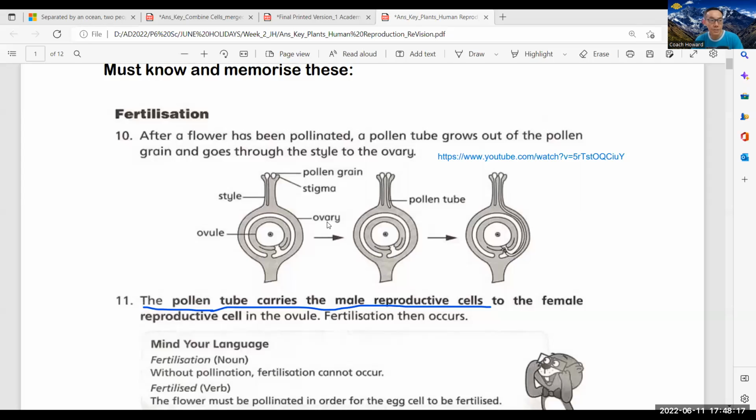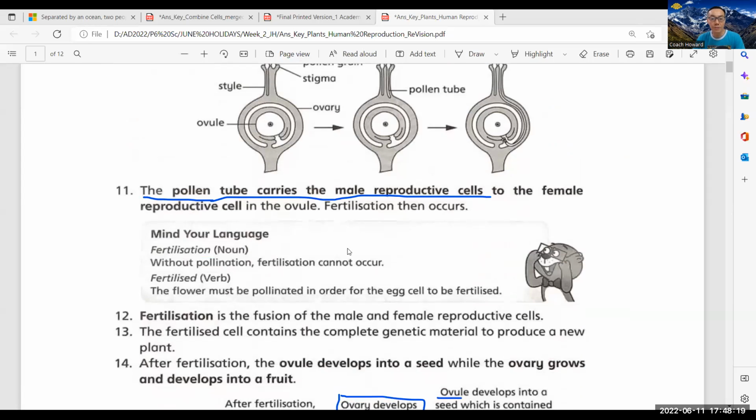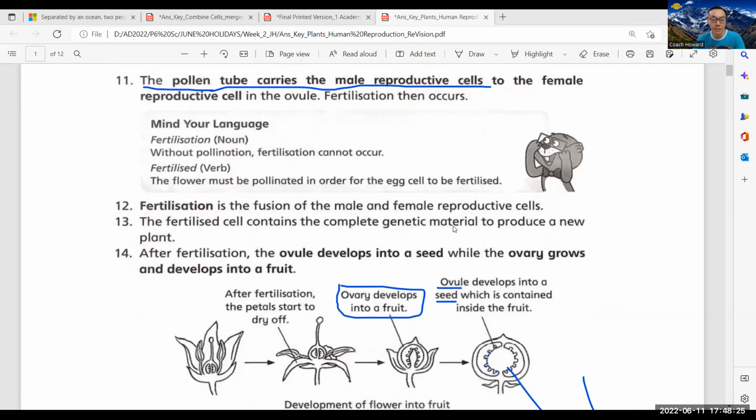Let's come back to this question here. So the pollen tube's function is to carry the male reproductive cells to the female reproductive cells. Okay, things to take note of this one.